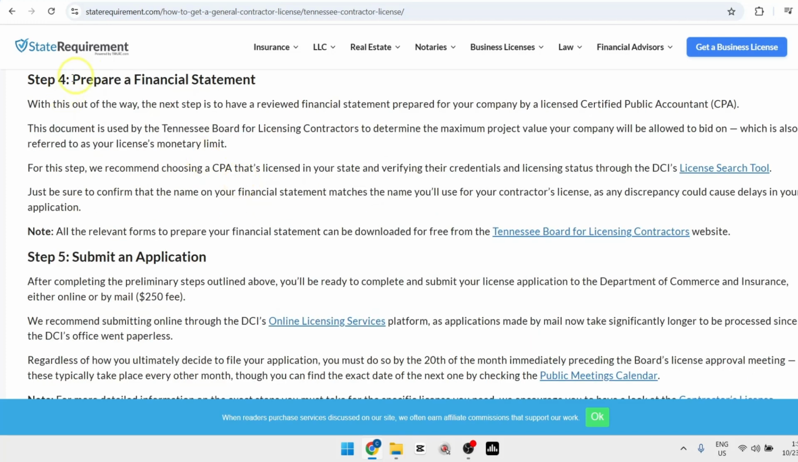The next step is you have to prepare a financial statement. It can be prepared for your company by a licensed certified public accountant. This is important as this will also determine your license's monetary limit.